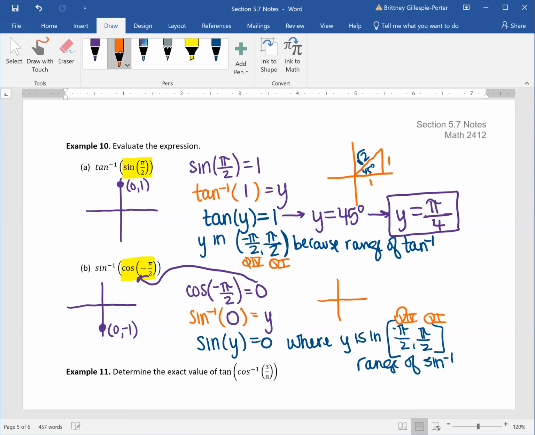And so we're looking in these two quadrants, which means that sine is going to be 0 when y is 0, because our ordered pair right here, we have 1, 0. And then Axel would tell you that sine is the y value of our ordered pair. So we're looking for y equal to 0.